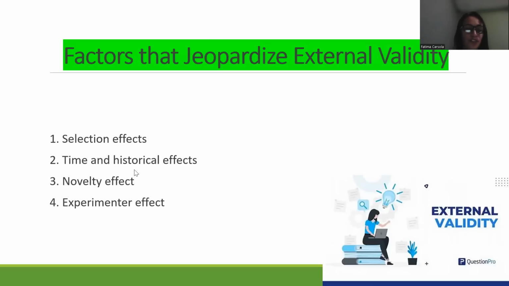So researchers should be cautious about transferring results obtained during one time period to a different time period. The conditions for the two time periods could be quite different. So this one could jeopardize external validity. For example, we have here the novelty effect.